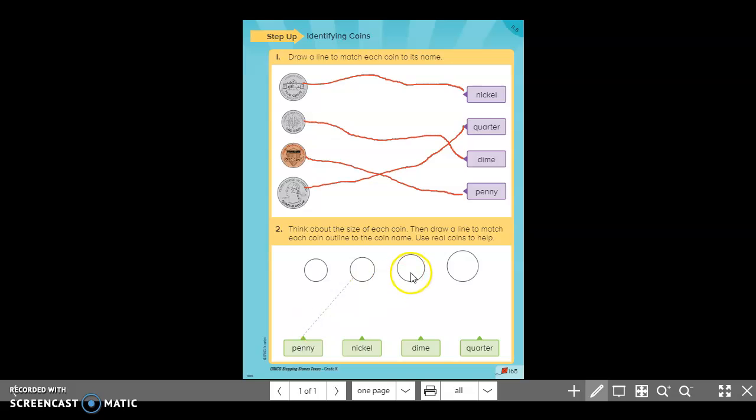And then look at the next one and the next one. What would be bigger than the penny? There's the penny. What's bigger? Is this bigger than the penny? This? Well, they're both bigger, aren't they? But which is just slightly bigger? And then the last one is the biggest. Which is the biggest? This one or this one? Look at the names and match them up.